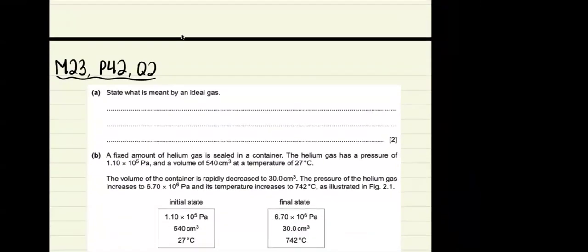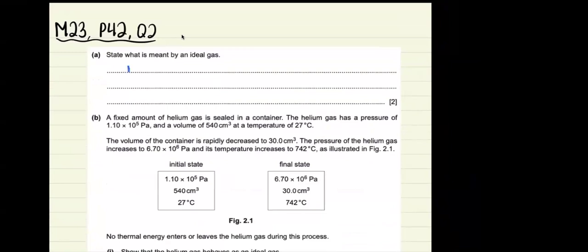Part A: state what is meant by an ideal gas. We've done this a lot of times. PV over T is a constant. And then you just need to talk about what each of P, V and T represent. Do make sure that for T, you don't just write temperature, you write down thermodynamic temperature.